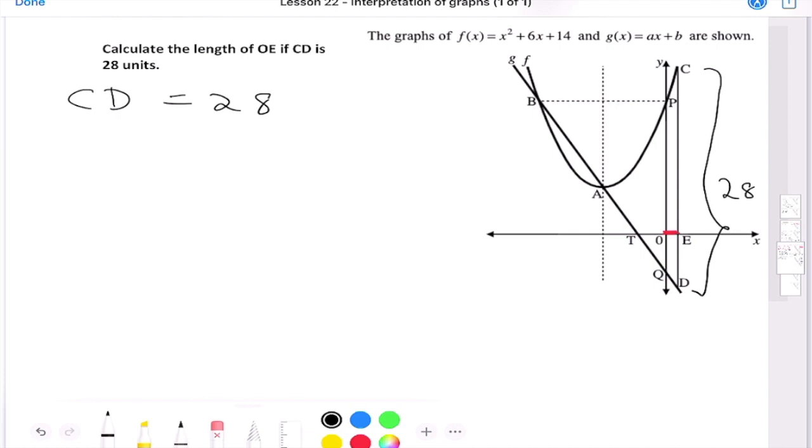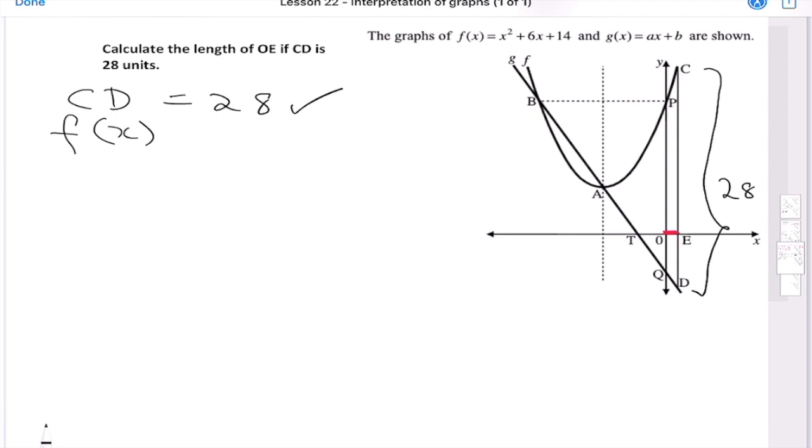But the distance CD is equal to 28 tells us that when we subtract from F of X the line G of X, we should get 28. F of X means the same thing as the Y value at C. So this is the Y value at C. And this one here is the Y value at D.